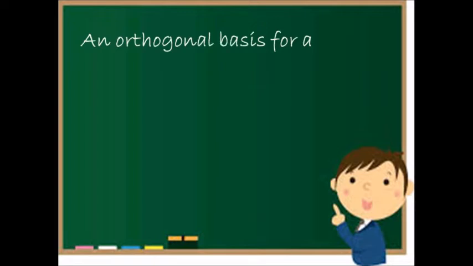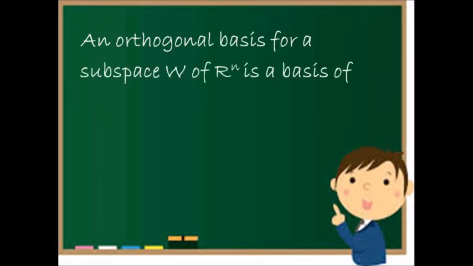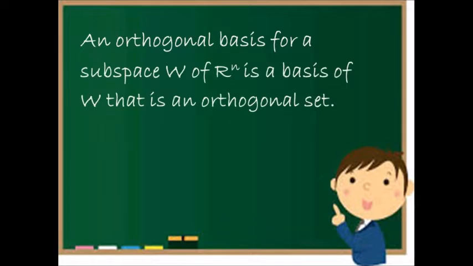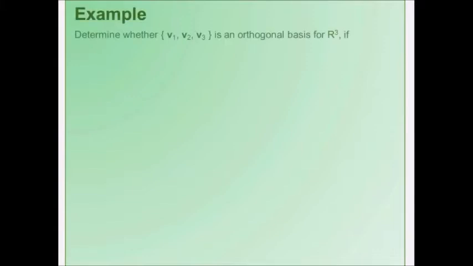An orthogonal basis for a subspace W of Rn is a basis of W that is an orthogonal set. For example, determine whether B1, B2, B3 is an orthogonal basis for R3 if the following vectors are given.